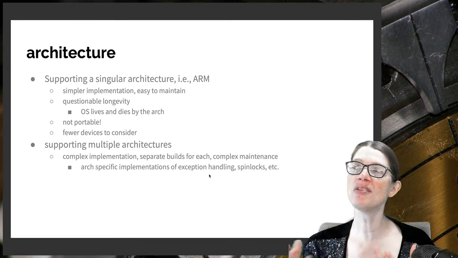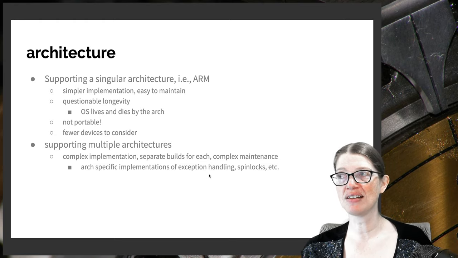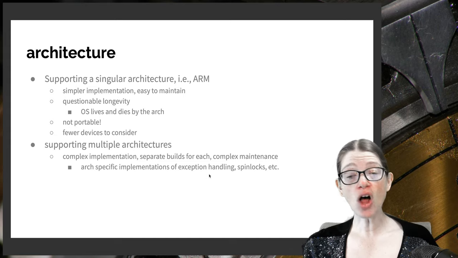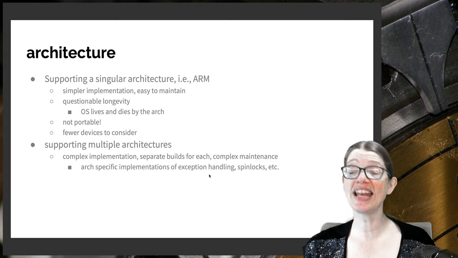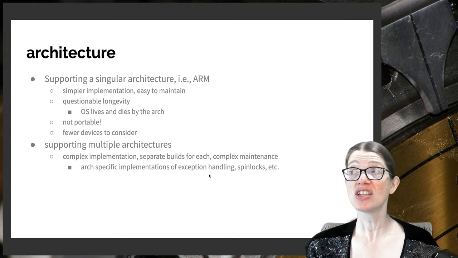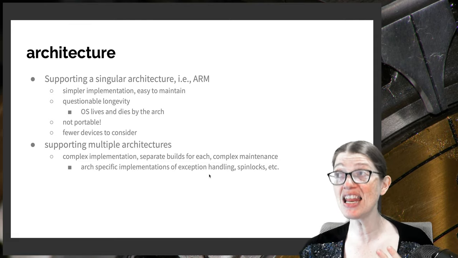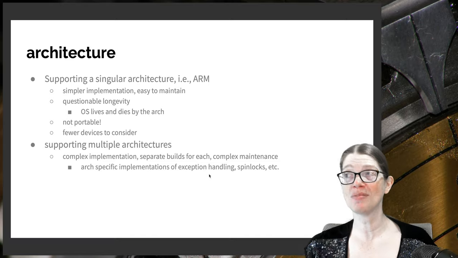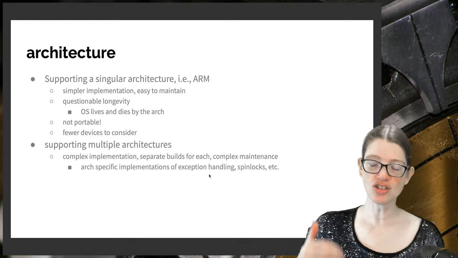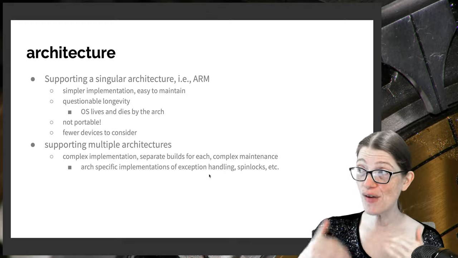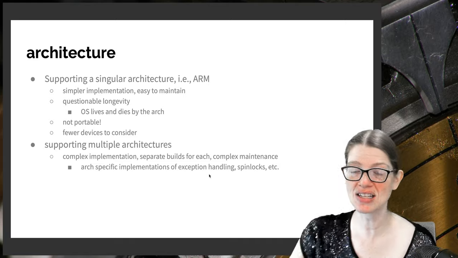So your implementation is significantly more complex, and it's much more complex to maintain. But it's also more portable, which means that it has the possibility for longevity. It can last a lot longer because we already have that portability built in. So if we want to add another architecture or update an existing architecture, it's already there and we can fix it fairly straightforwardly. But the implementation in general is significantly more complex. And if you've ever tried to read through kernel code, it's quite a mouthful to read through.